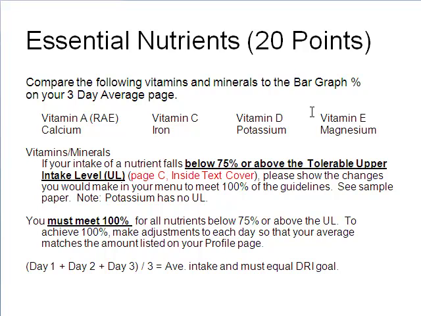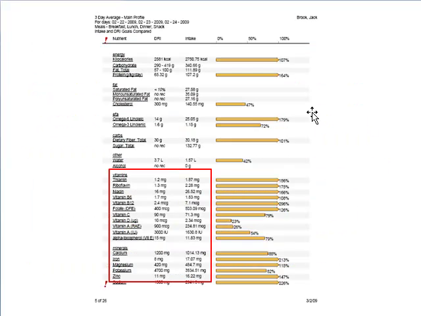And what you're looking at is if they're under 75%, then you're going to have to raise them to 100%. Or if they're above the UL, then you'd have to lower them down. But I rarely see people over the UL. So you're going to be looking to see if they're below 75%, and then you'd have to raise them to your average to that 100% goal.